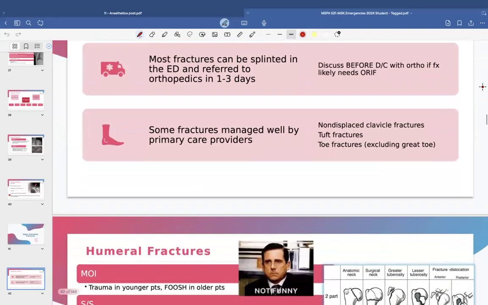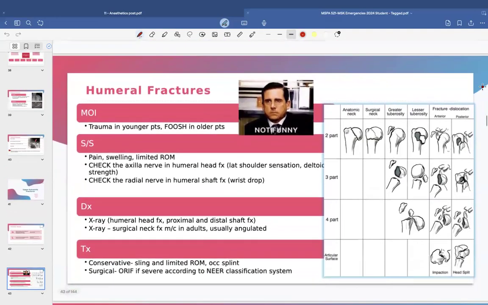If you are doing your humerus fractures, these are going to be your kiddos in a trauma, or, have you guys heard of FOOSH? Falling on an outstretched hand, for your elderly who fall down and go boom. What you've got to think of is, are their nerves intact? So make sure that you are checking the sensation on their arms as well. You're worried about the axilla and the radial nerve, depending on if it's a humeral head or a humeral shaft fracture.